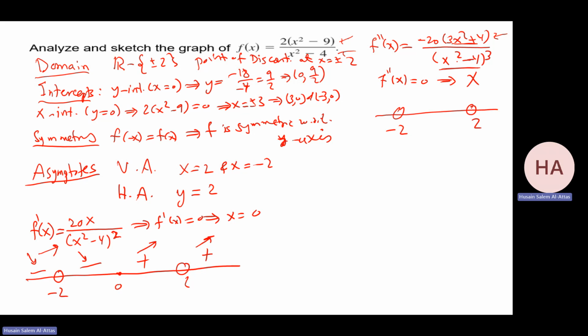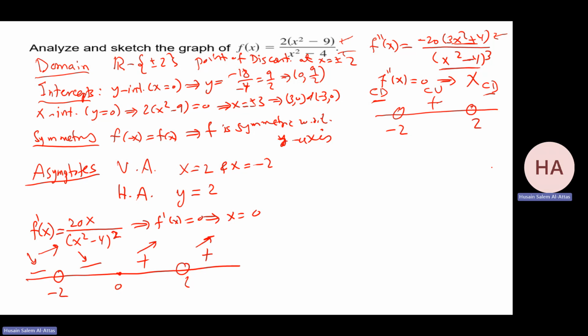Before minus 2, take minus 3. You'll get what? Negative or positive? That will be negative. And then at 0, that will be negative over negative, that will be positive, and then that will be negative. So it's concave down, concave up, concave down.